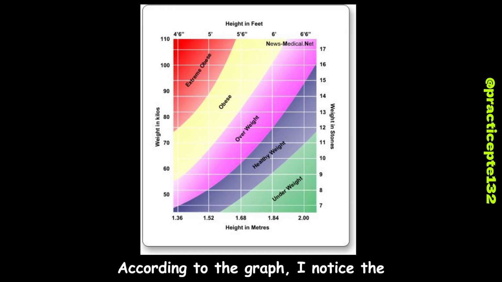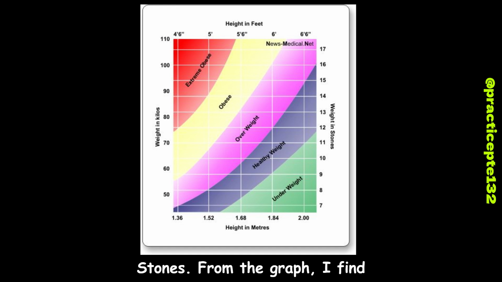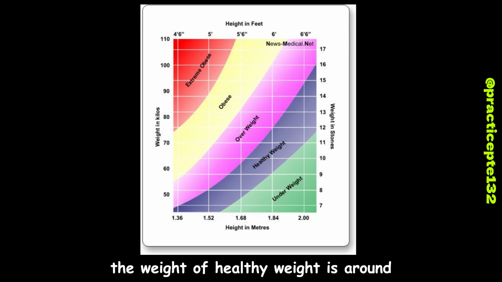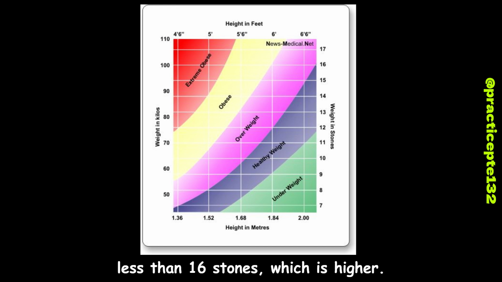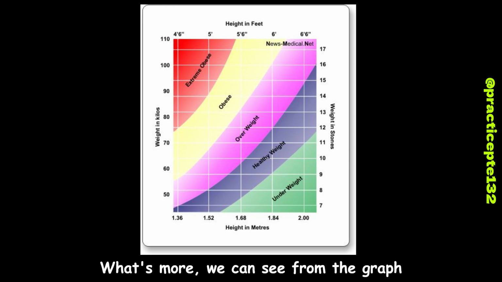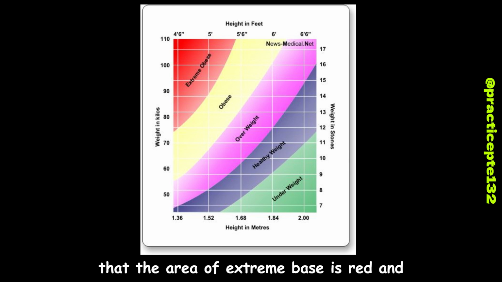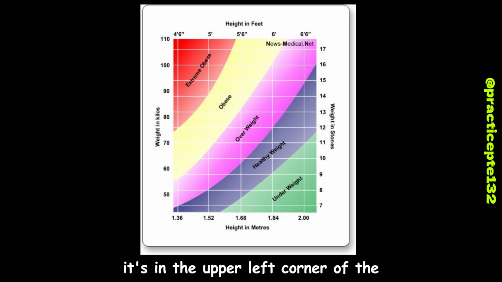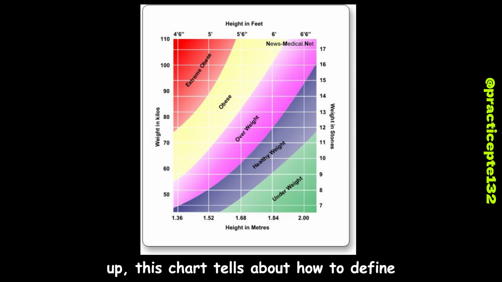According to the graph, I notice the values of underweight are around more than 1.56 meters and less than 12 stones. From the graph, I find the weight of healthy weight is around less than 16 stones, which is higher. What's more, we can see from the graph that the area of extreme obese is red, and it's in the upper left corner of the graph. Finally, the lowest maximum of height is 1.6 meters, and it's for extreme obese. To sum up, this chart tells about how to define overweight.